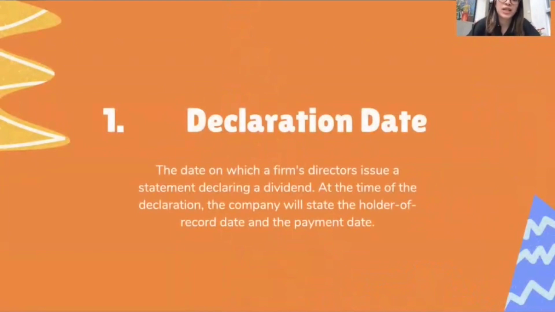The first one is declaration date. When a company pays a dividend, there are a number of dates that are important, and the first important date is the declaration date. This is the date when the company decides to pay a dividend. More formally, it is the date on which the board of directors approves payment of a dividend. On that date, the company also specifies the dividend amount, the date the shareholders must own the stock, for example the record date, and the date the dividend will actually be paid to the eligible shareholders, known as the payment date.